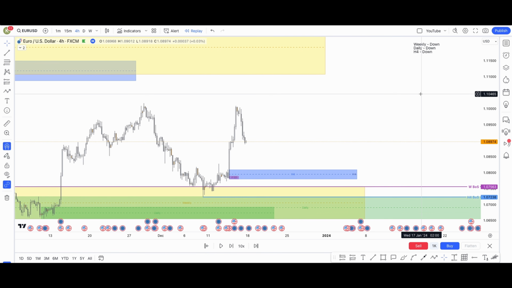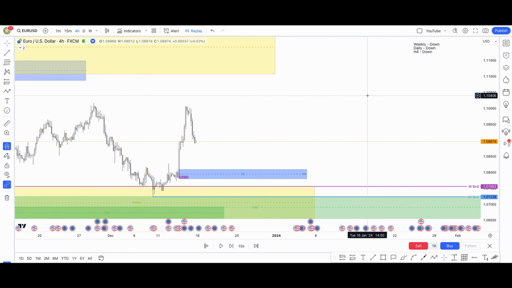Something that I didn't mention a minute ago is that higher time frames trump smaller time frames. So we're essentially trying to target a higher time frame, so an H4 to an H4 or a weekly to a weekly, and the time frame structures are like this.